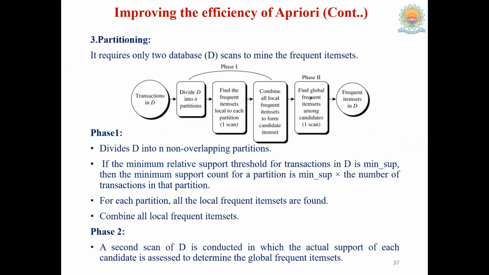And coming to the third one, partitioning. It is especially to reduce the number of database scans. Here the entire database is divided into equal parts, and for each part, we need to find the local frequent item sets. After that, we combine all the local frequent item sets, and this is the first phase. In the second phase, we go for the second scan of the database, and here we find all the global frequent item sets from the generated local frequent item sets. In this way, you can enhance the efficiency of the Apriori method.